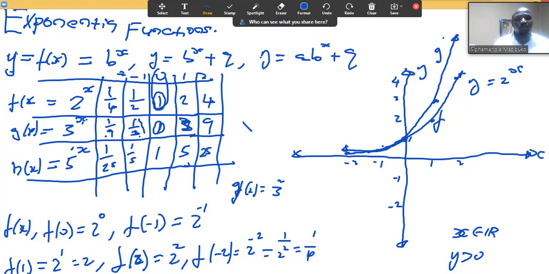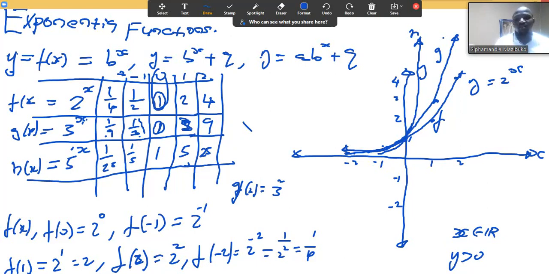Obviously this graph now will look something like that. But when you come to this point, from 0 to 1, it goes below that one. You see, it comes below that one. So that will be your graph of h. And then clearly you can see what the increase of b does to the graph.